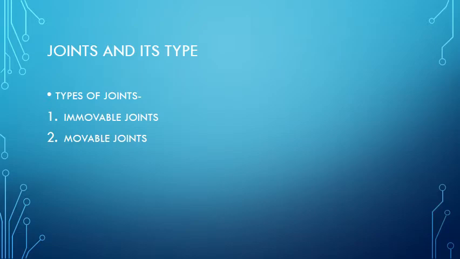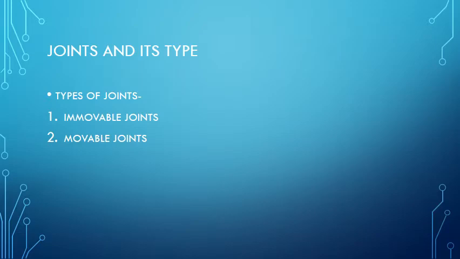So first we have to understand what joints are. A point at which two or three bones meet. In our body, in the skeleton, there is a point where two or three bones meet together, and this point is known as a joint. Again, what is a joint? Where two or three bones meet together.